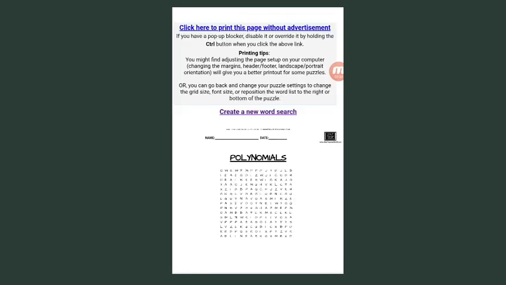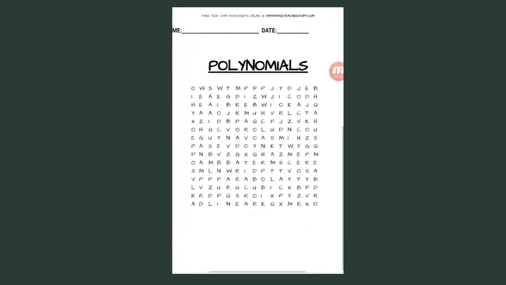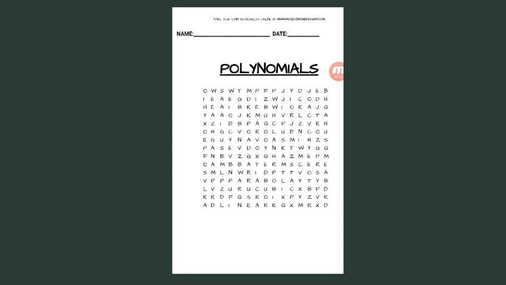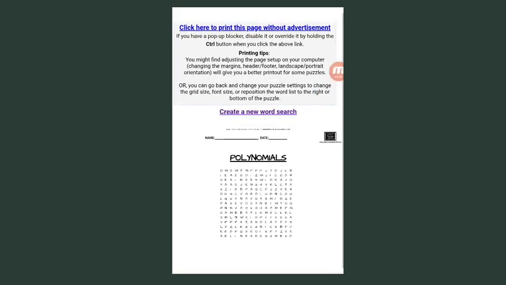And here you can see a new word search puzzle is created on polynomials, and this you can print or you can take it as on your screen. You can enlarge it, you can take a screenshot, send it to yourself, or you can copy paste whatever you want. So you can direct print it from here also, and you can change it also, or you can go back and change your puzzle as it says, to change the grid size, font size or reposition of word list to right or bottom of the puzzle if you want the word list to be.